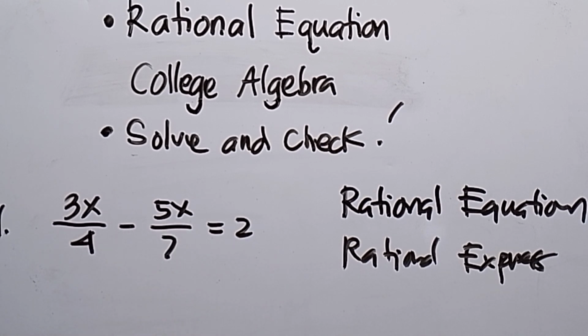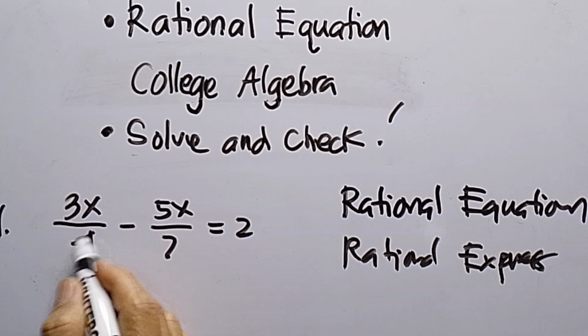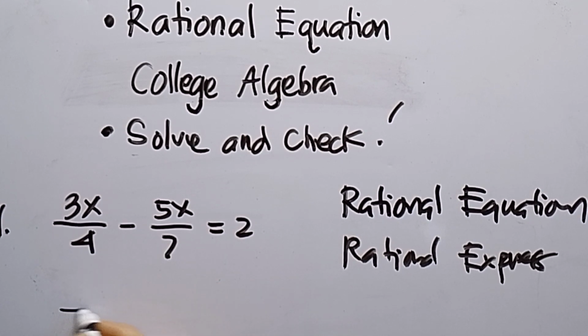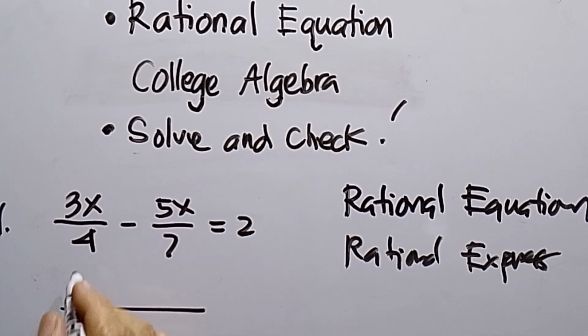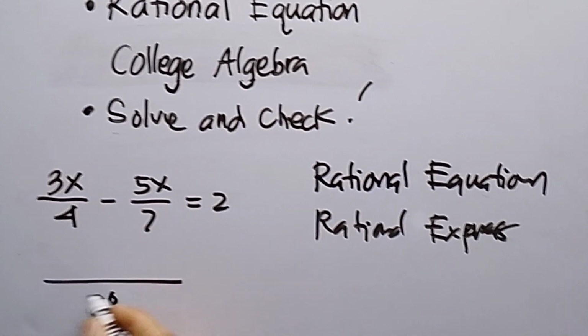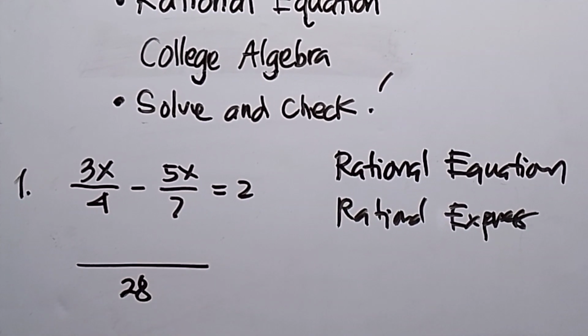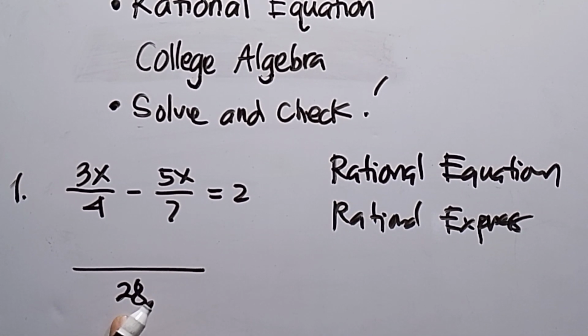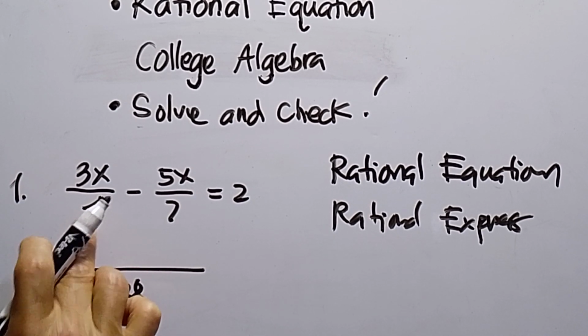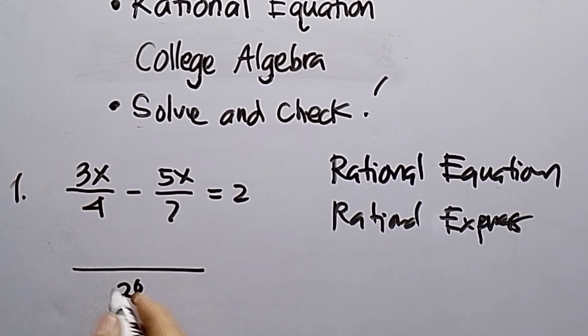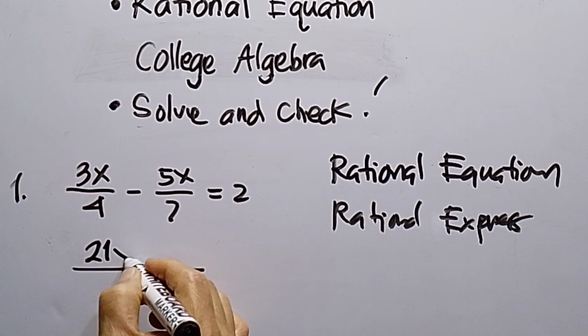So in here, I have the denominators 4 and 7. So find the LCD, just multiply. So this will be 28 because 4 times 7 is 28. Then start by dividing the LCD by the first denominator. 28 divided by 4 is 7. Then multiply by 3, that is 21x.